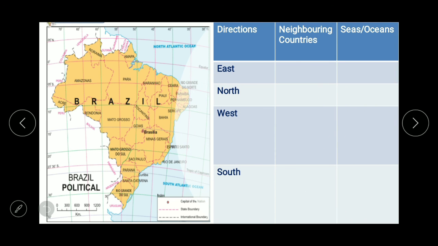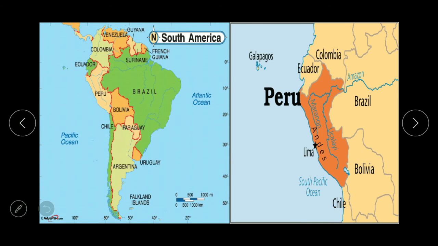Again, the map 2.2 Brazil, which is given in our textbook also. By using this, again you have to complete the table, and what you have to write there, neighboring countries and oceans. This one is easy to understand or to identify the neighboring countries of Brazil.